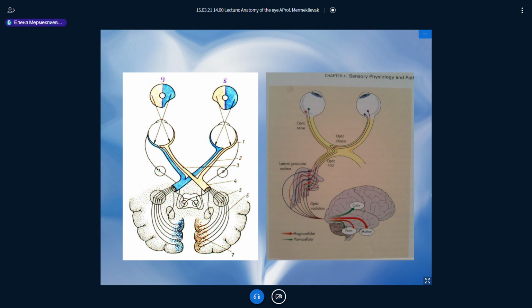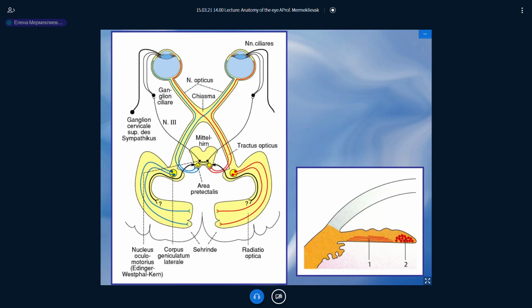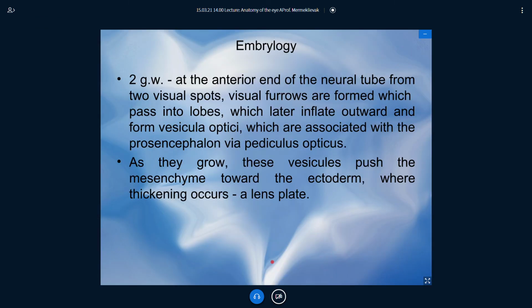Again, the same picture. And that's all. I don't know if you have to know something about the embryology. If you want me to tell you something, give me a sign. Okay.